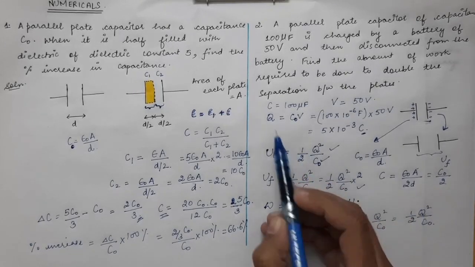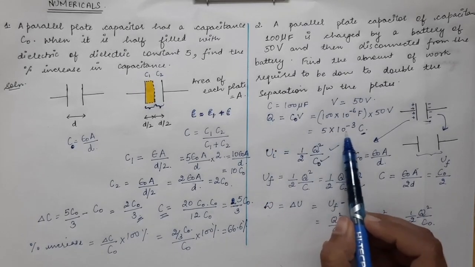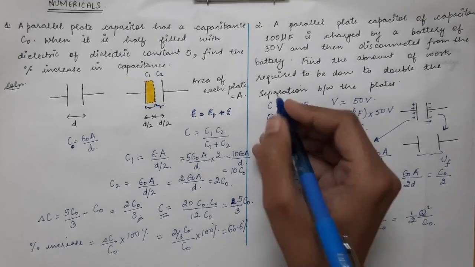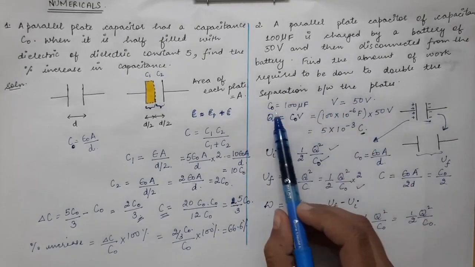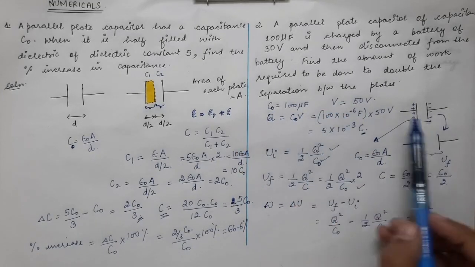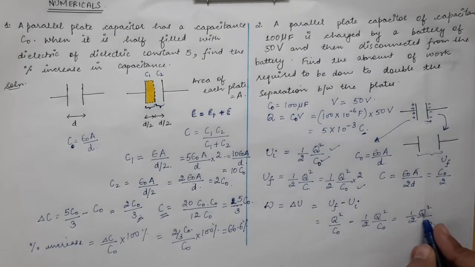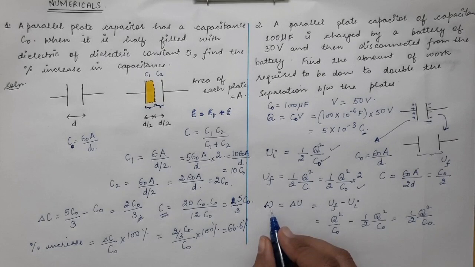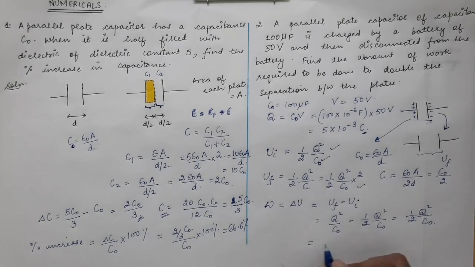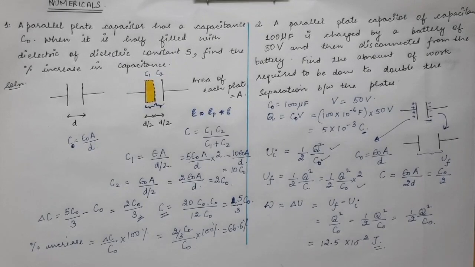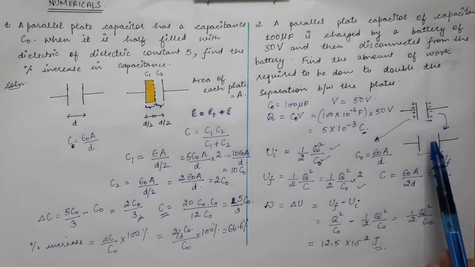Now what is capital Q? Capital Q, we have already calculated, it is 5 into 10 power minus 3 coulombs. And what is C0? C0 is the capacitance of the first capacitor, and that is 100 microfarad. So you will put the values of capital Q and C0, and you will get the total amount of work that has to be done. You will calculate it, and it will be 12.5 into 10 power minus 2 joules. So this is the amount of work that we have to do so as to double the separation in this capacitor.